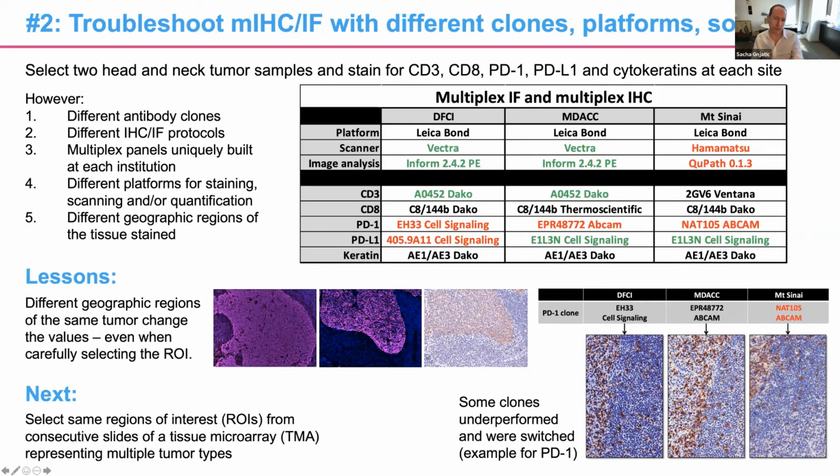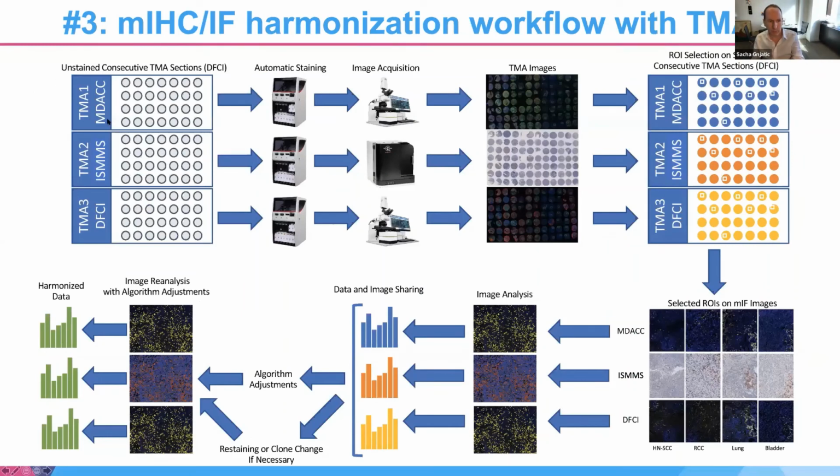And so for the next stage, we had to make sure that the slides we analyze are truly consecutive and that we use the best clones we can at each site, so we decided to go on with the tissue microarray. This was assembled at DFCI with a variety of different tumor types within 1 slide, basically cores of a few 1 millimeter wide, if I remember correctly. Each one was stained at each site respectively and acquired with the images and generated all the data.